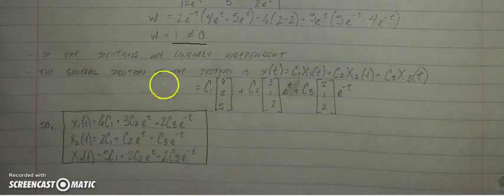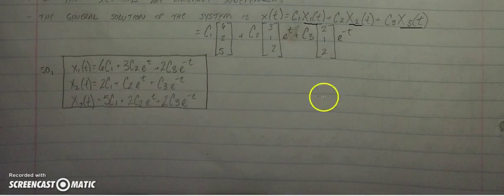The general solution of the system is going to be x of t equals c1 times x1 of t plus c2 times x2 of t plus c3 x3 of t. And you're just going to plug in your matrices for the x1, x2, and x3. You get this. And then you can boil that down into your three different x1, x2, x3s.